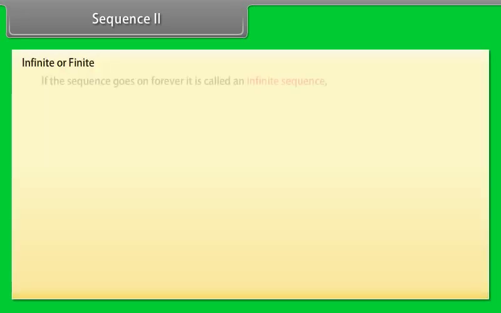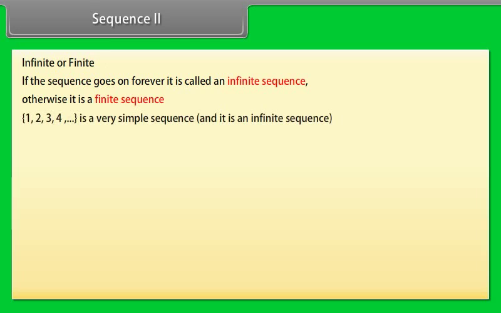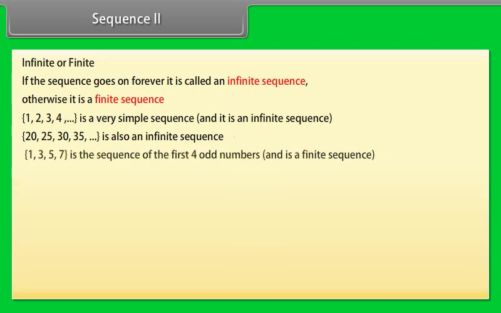Sequence 2. Infinite or finite. If the sequence goes on forever, it is called an infinite sequence. Otherwise, it is a finite sequence. 1, 2, 3, 4 and so on is a very simple sequence and it is an infinite sequence. 20, 25, 30, 35 and so on is also an infinite sequence. 1, 3, 5, 7 is the sequence of the first 4 odd numbers and is a finite sequence.